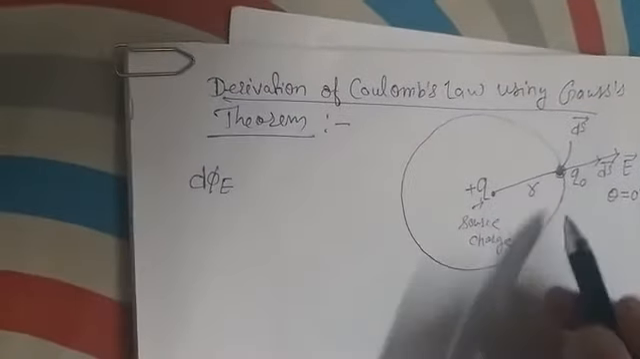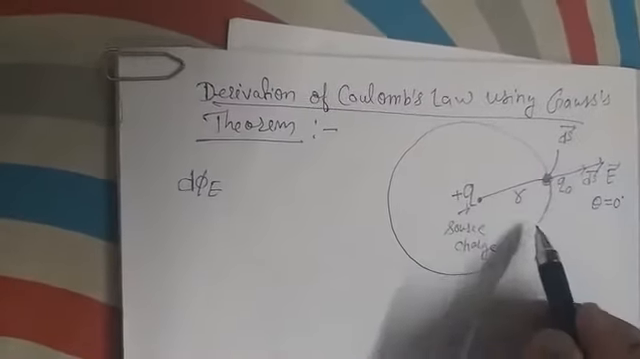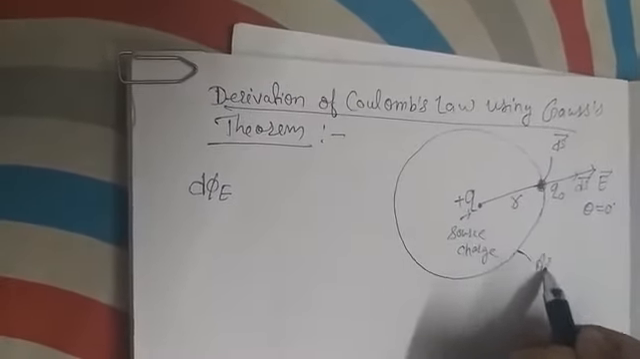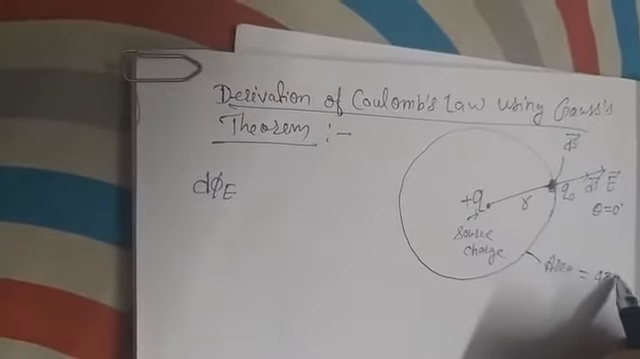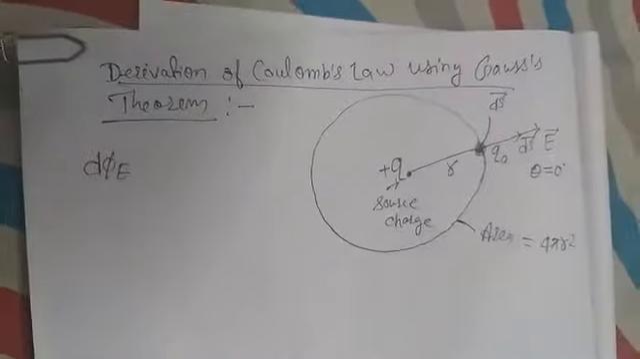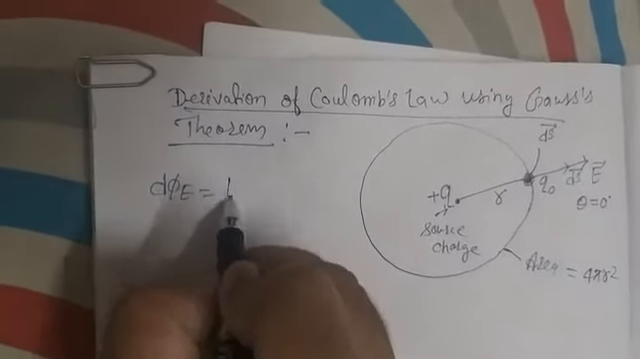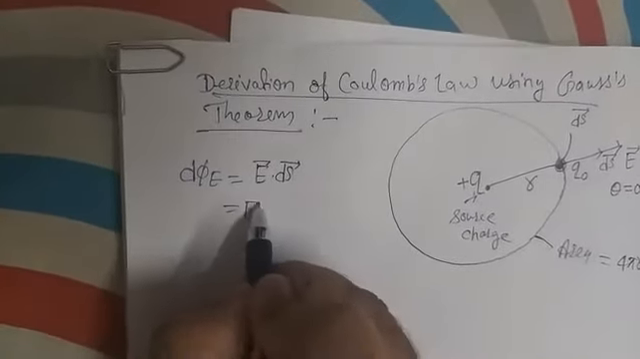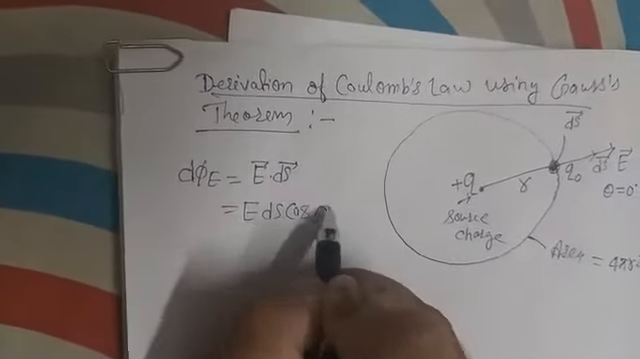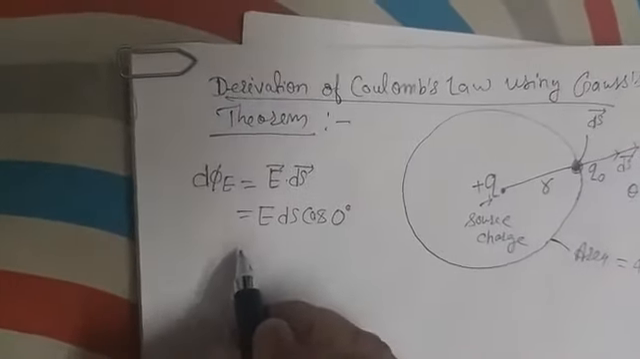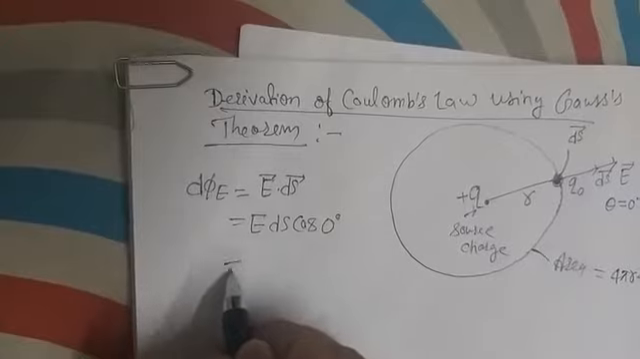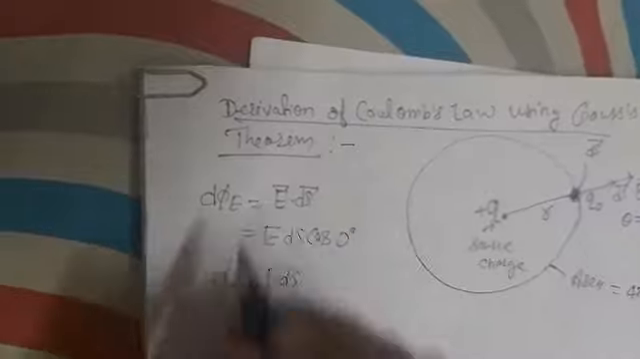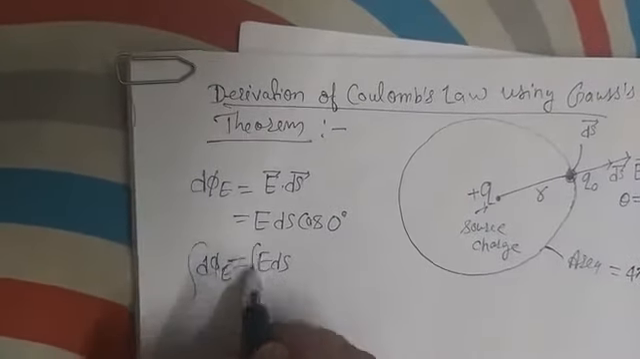Since this is a Gaussian surface and this is a sphere of radius r, the total area of this is 4 pi r square, because this is a sphere. So d phi equals E ds cos 0 degree, which means d phi equals E ds.